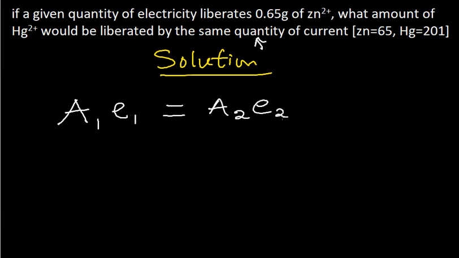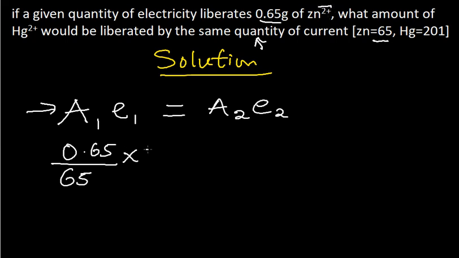Now, of course, you know that the amount here is in mole, right? So we have to convert the mass to mole. So the ion 1 here is zinc. The amount of zinc is going to be the mass of zinc divided by the molar mass of zinc. So that's going to be 0.65 divided by the molar mass of zinc, which is 65. Then multiply by the charge of the zinc. Zinc is 2 plus, so the charge is 2.